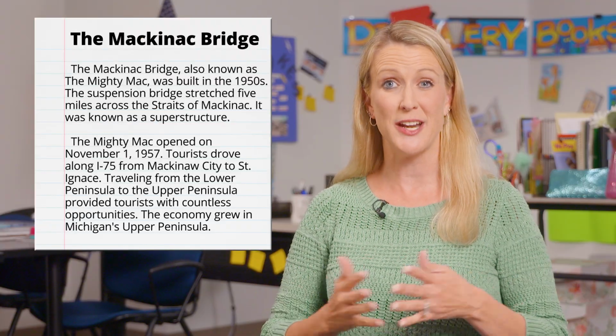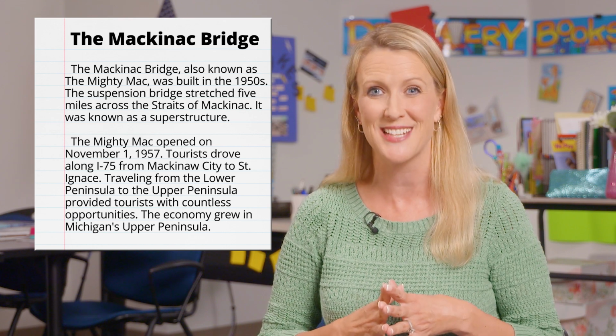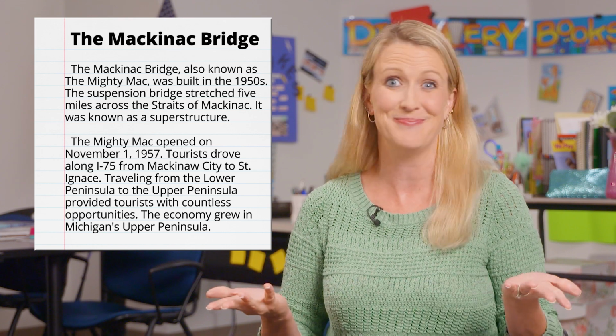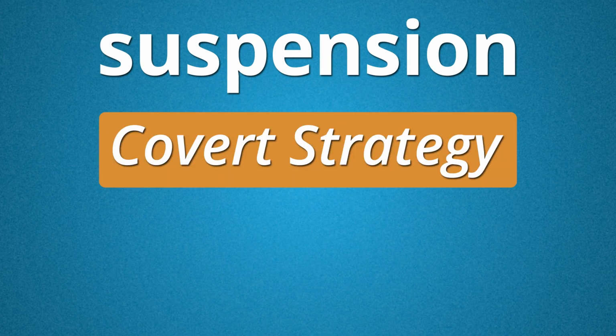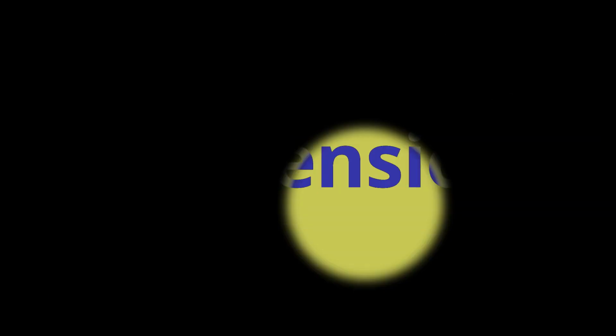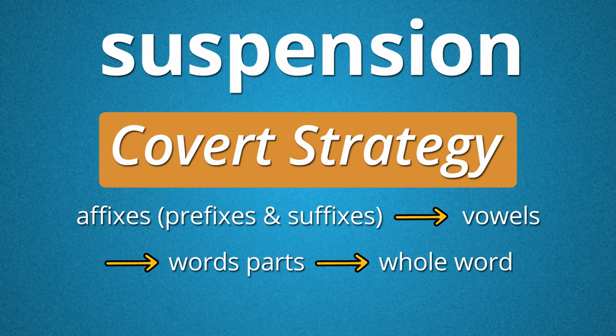Let's use our decoding strategies to read some more multisyllabic words I've put back into the text, because without those words, we can't comprehend what this paragraph is about. Let's decode this word using a covert strategy, which is like going on a secret mission to decode a word. First, look for affixes, which are word parts that hold meaning. 2 affixes we need to look for are prefixes at the beginning of a word and suffixes at the end of a word. Are there any word parts or affixes we already know?